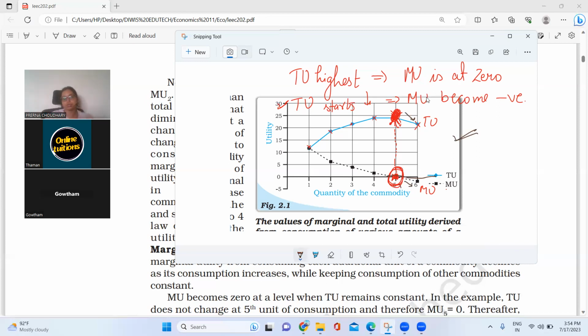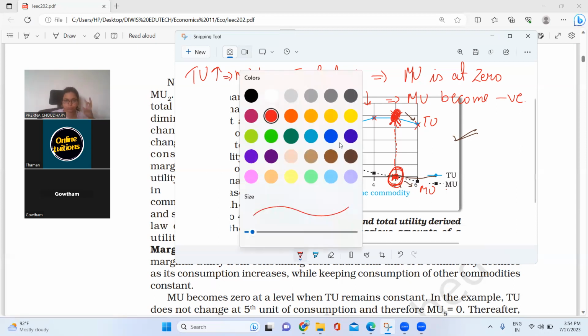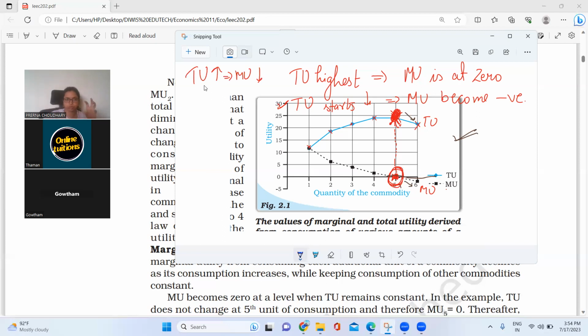And before this, the key is TU increasing, MU decreasing. That's it. If I give you a normal thing, obviously you are too small to know that. So this is the first stage, this is the second stage, this is the third stage. We have more into these three stages, but I'll teach you that further, when it will be in your syllabus.